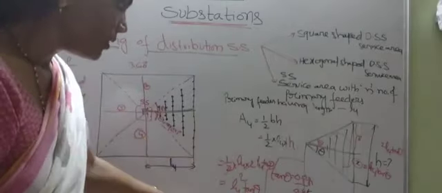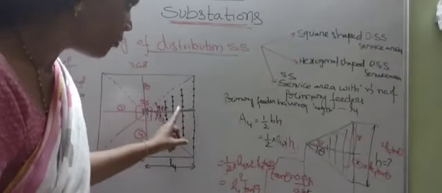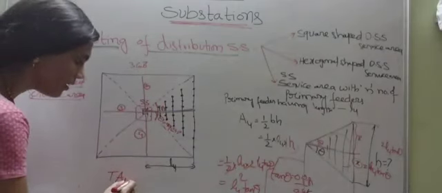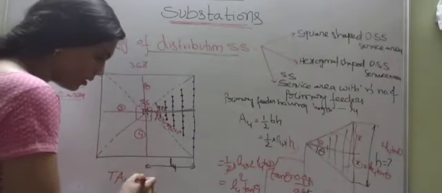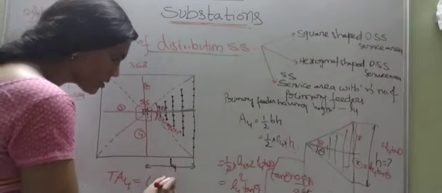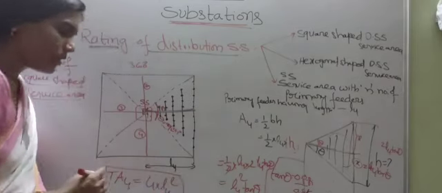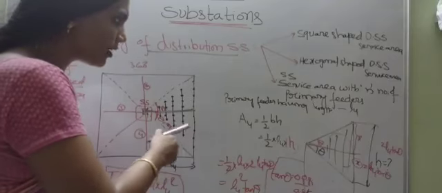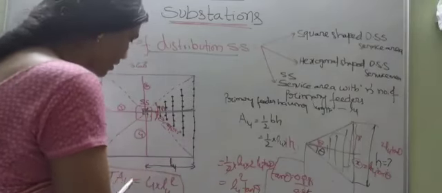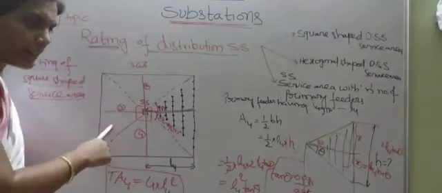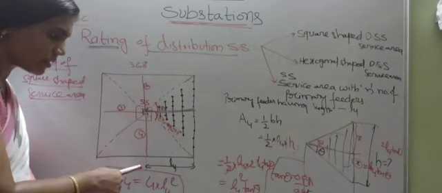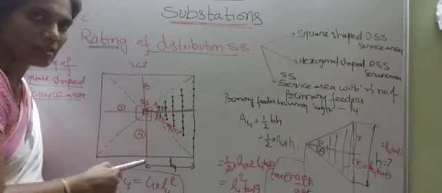So this is the area served by one feeder. Now we want to calculate the total area. TA4 is equal to 4 into L4 square. Each feeder serves an area of L4 square, and the total area of the square service area of the distribution substation is served by 4 into L4 square.